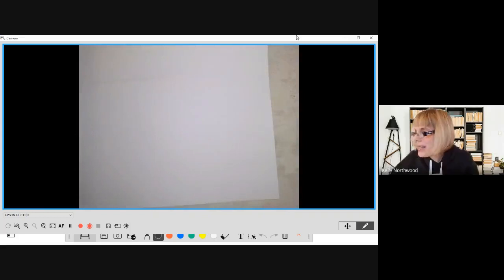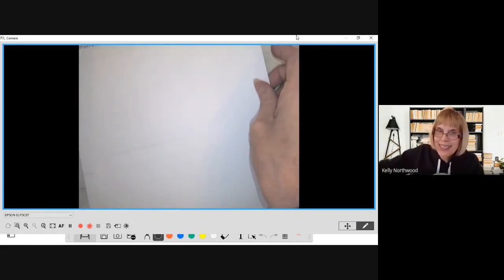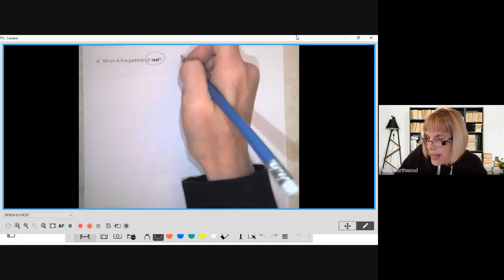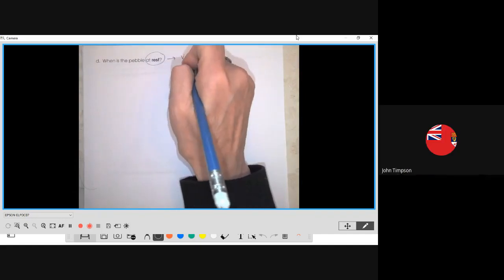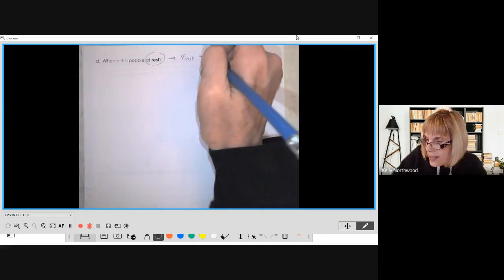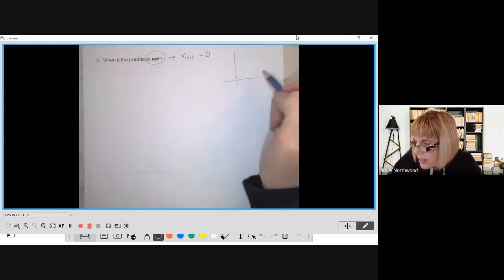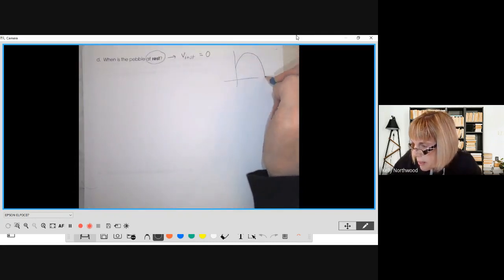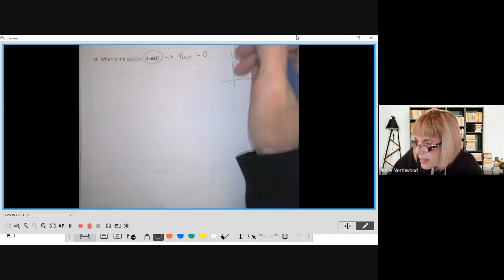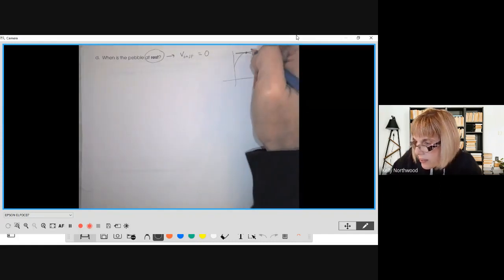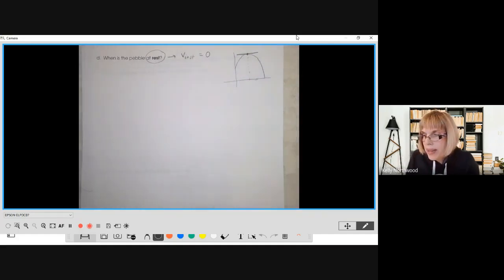Here's the next part. When is the pebble at rest? When is the pebble at rest? So something's at rest when its velocity is 0. Everybody good with that? And if we do our little rough sketch here, which I now know goes way up and then comes down, the velocity is going to be 0 here, where I would have my tangent line being horizontal. So at the maximum is where my instantaneous velocity is going to be 0.